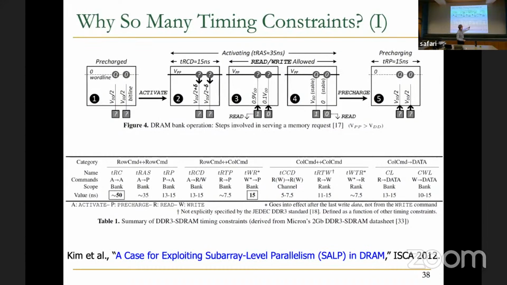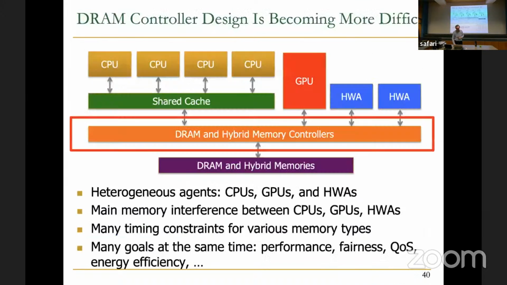Yeah, but that's tCCD and tRTW, read to write, for example. So these are rank-level constraints, and these are fairly long, as you can see, right? It's 15 nanoseconds, which is very similar to an activate latency. Okay, but you can find more.